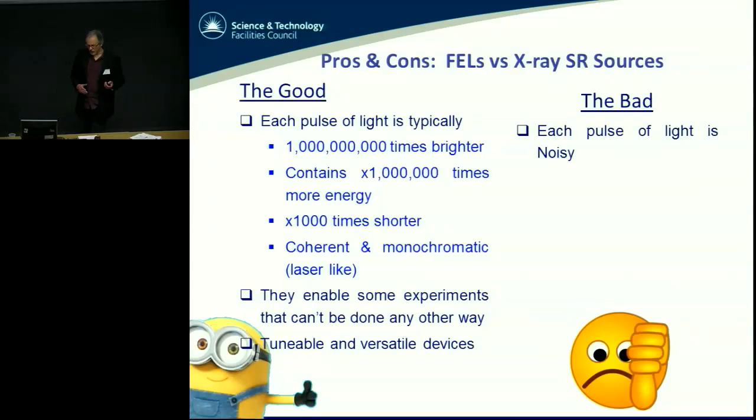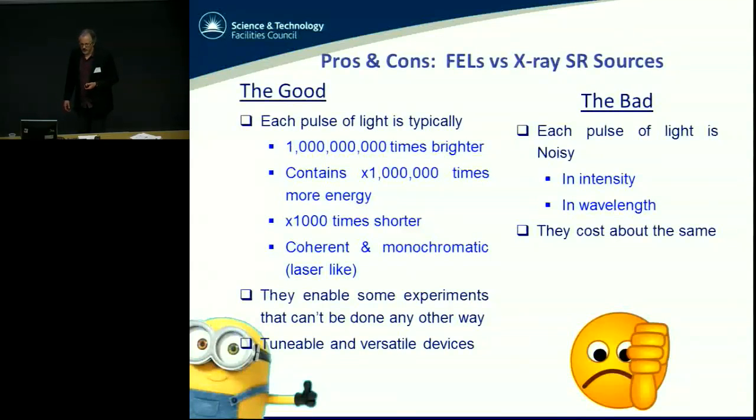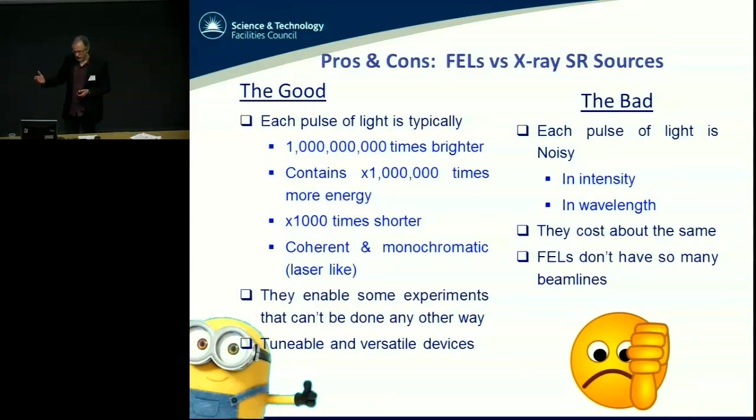Each pulse of light is noisy in intensity from pulse to pulse. It can fluctuate by certainly a few percent, 10%, and in wavelength, a similar amount. The costs are similar-ish, depends on the machine. Certainly things like XFEL, the biggest FEL, can cost like €1 billion, I think somewhere near that number. And the FELs don't have nearly the same number of beamlines. You're talking half a dozen instead of dozens. So the ugly from that would be, the cost per experiment is even significantly higher.